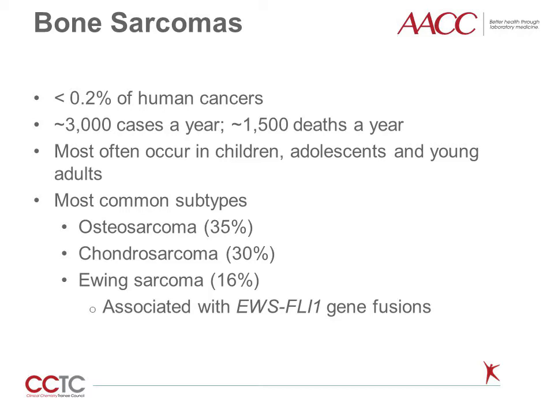Bone sarcomas are very rare and represent less than 0.2% of human cancers. There are about 3,000 diagnoses and 1,500 deaths a year. Bone sarcomas often occur in older children as well as adolescents and young adults. Most common subtypes of bone sarcomas are osteosarcoma, about 35% of cases, chondrosarcoma, about 30% of cases, and Ewing sarcoma, about 16% of cases. Ewing sarcomas are associated with a gene fusion involving EWS and FLI1 genes.